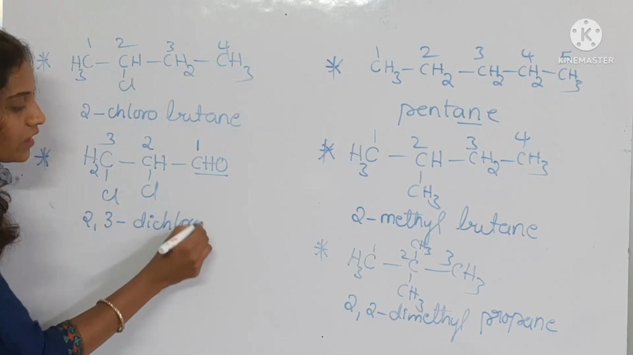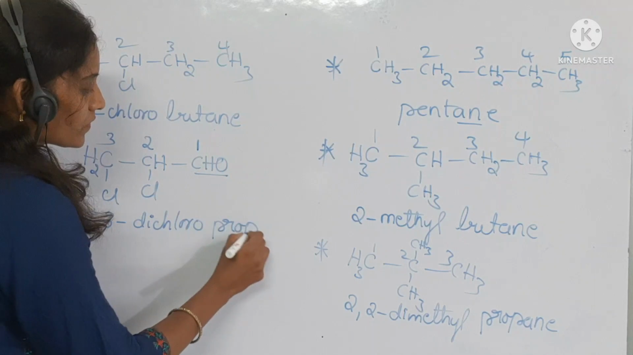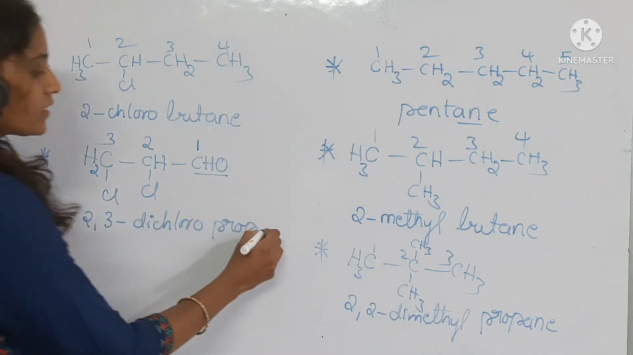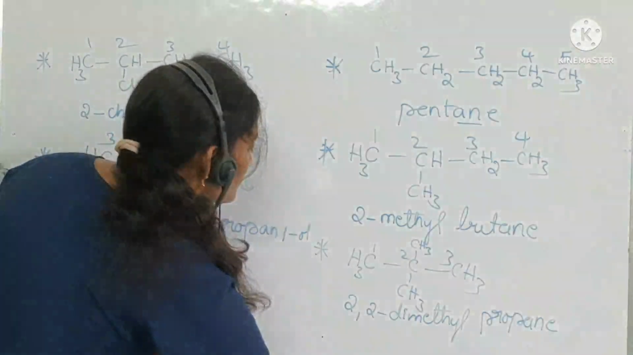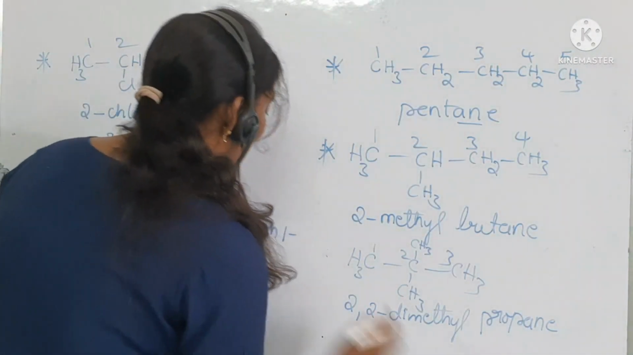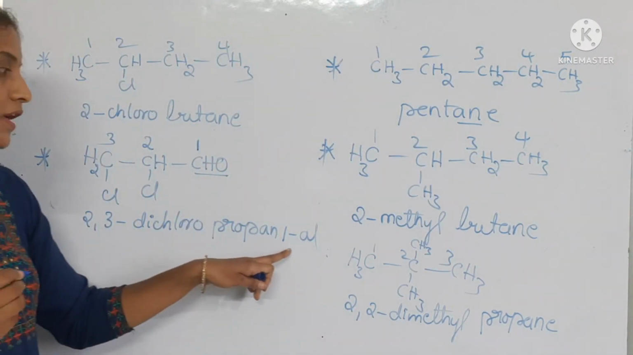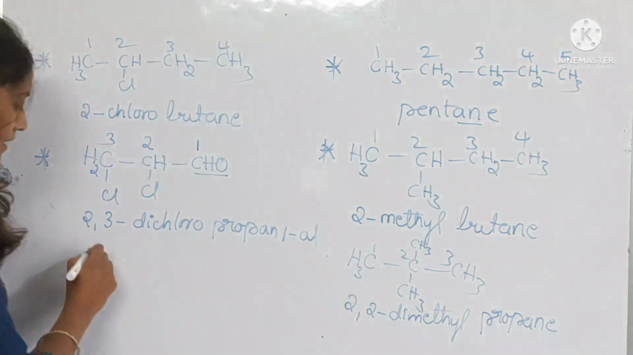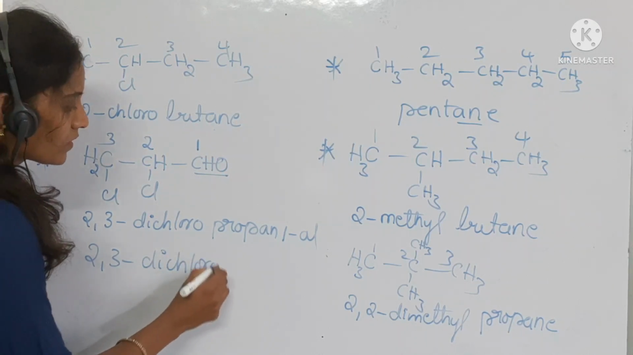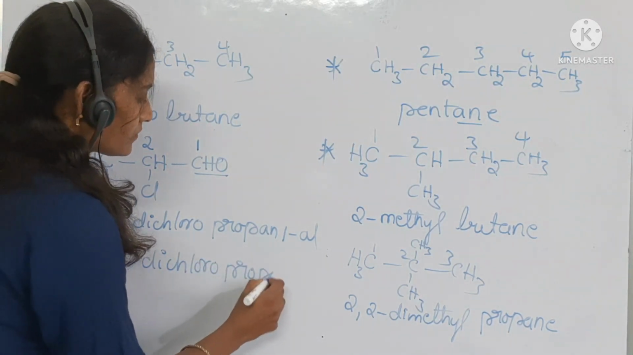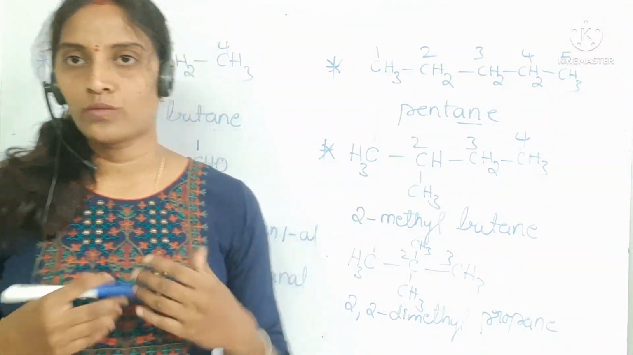dichloro. How many carbons are in the principal carbon chain? Propane you can write. Don't write 'e', and not 'ol'. This is an aldehyde. So 2,3-dichloropropane-1-al, or you can directly write 2,3-dichloropropanal, because it is in the first position. If you mention it or not, no problem here.